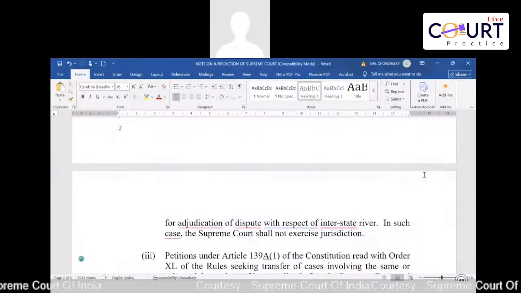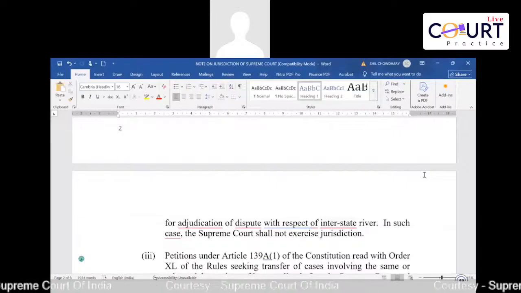Now, recently the Supreme Court examined whether it can exercise original jurisdiction in the case where the State of Chhattisgarh had challenged the central legislation of the Union of India, the NIA Act, that is the National Investigation Agency Act. So original jurisdiction was entertained.